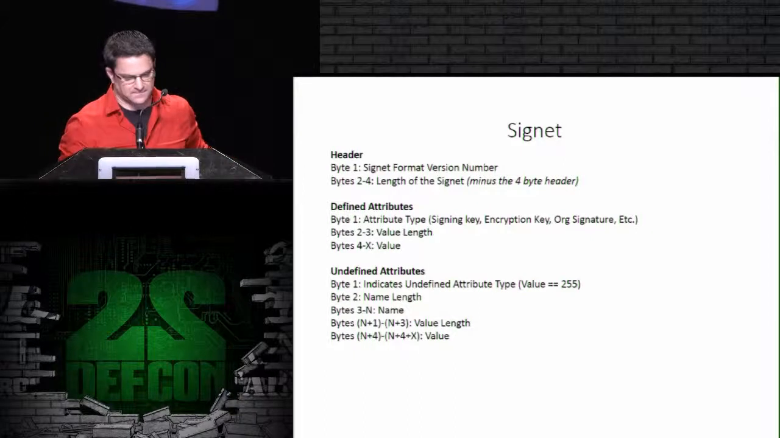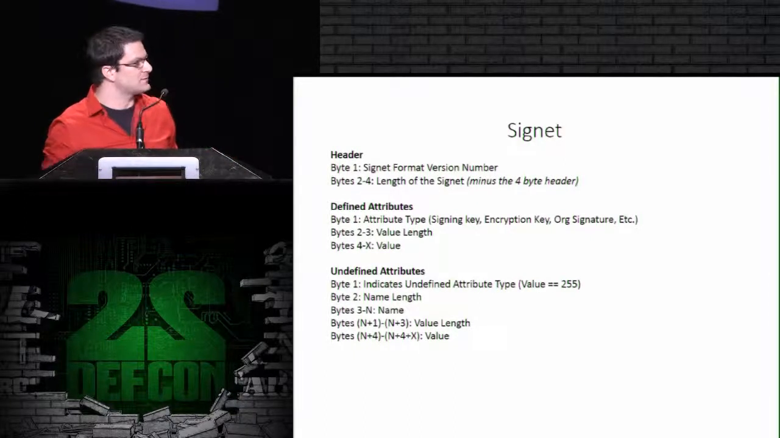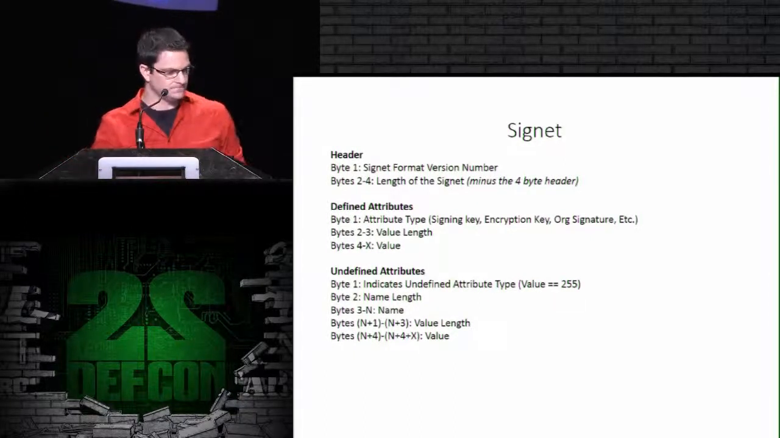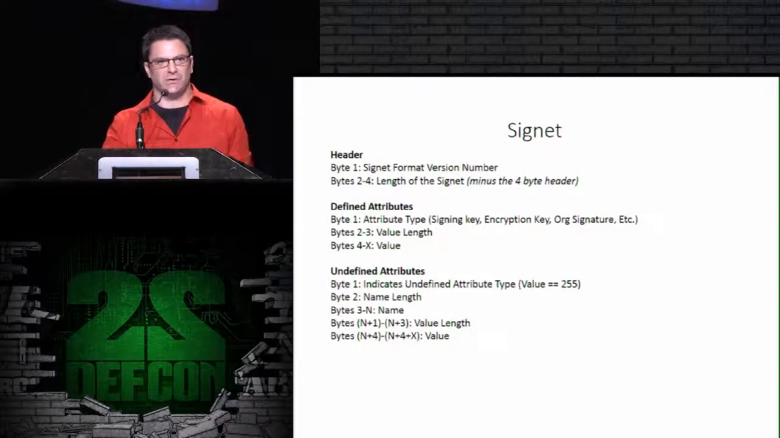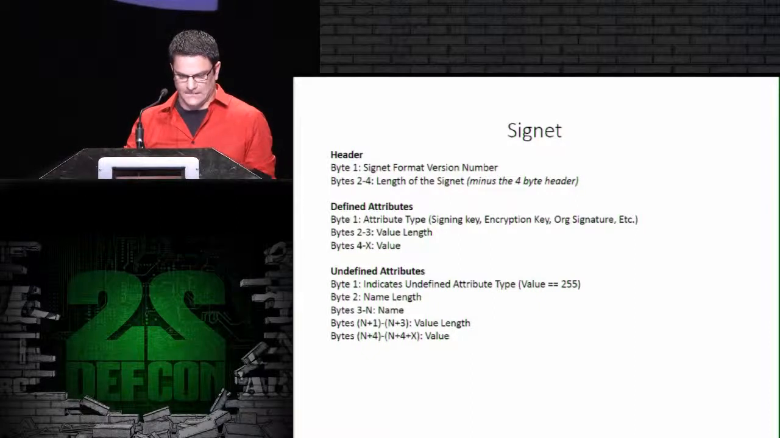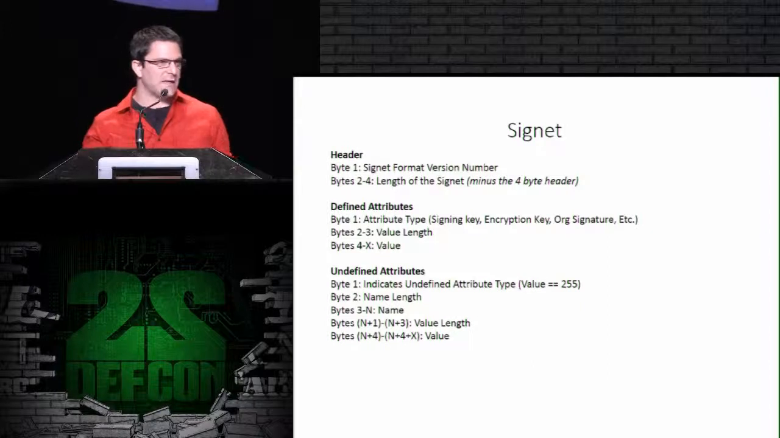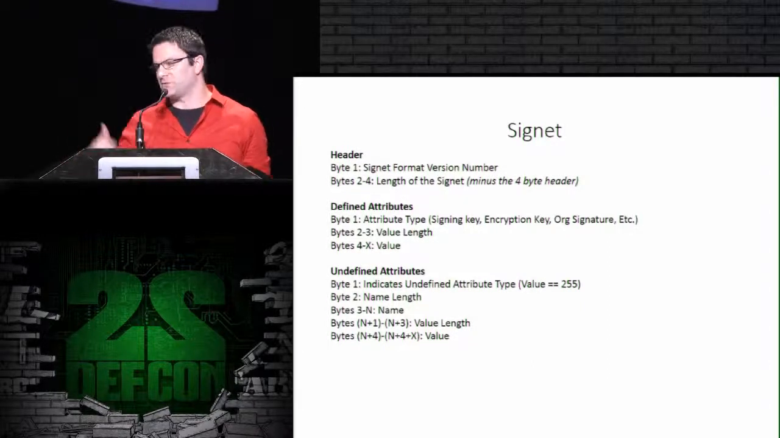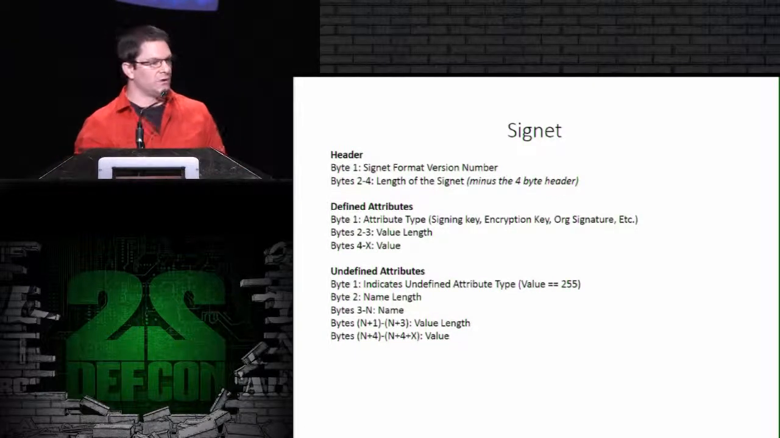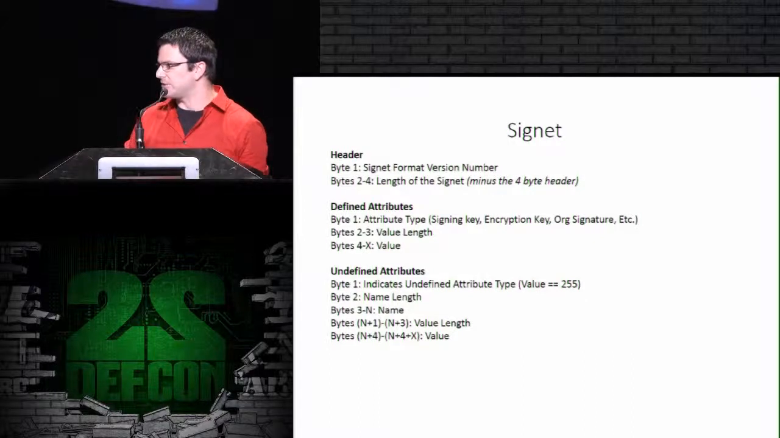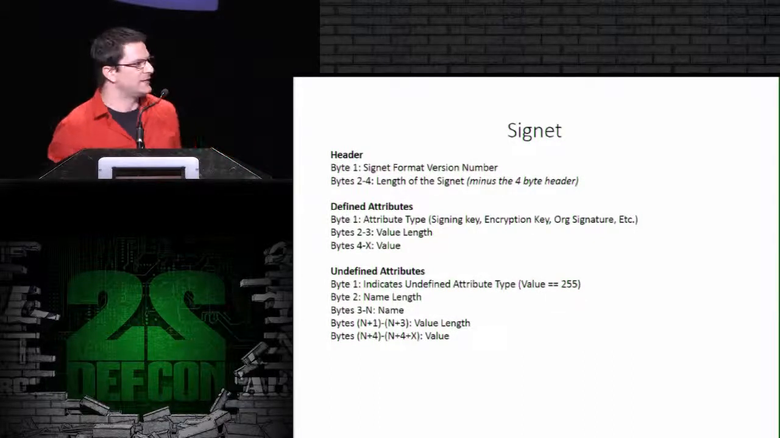What is a signet? It looks a little bit like this. It's a relatively simple format. You've got a 4-byte header that tells you the version. 3 of those bytes determine the length. You have defined attributes. We're still trying to come up with exactly what that list of defined attributes is going to be. We know a few of them: your signing key, your encryption key, your user signature, your org signature, your photo, your name, maybe your website address, your telephone number, your address. But we're not going to be able to think of everything.